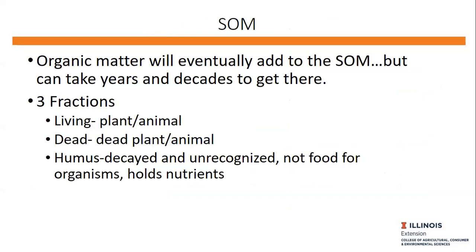So to reiterate, organic matter will eventually add to the soil organic matter, but it can take years and decades to get there. There are 3 fractions within this. That's the living plant and animal, the dead plant and animal, and the humus: decayed, unrecognizable, not food for organisms, and it holds many of the stable plant nutrients of nitrogen and phosphorus that we need. When you add an organic matter, it will be broken down as living in most cases, and then furthermore as dead, and furthermore as humus.